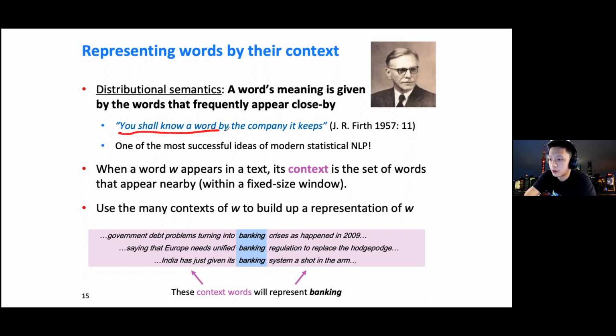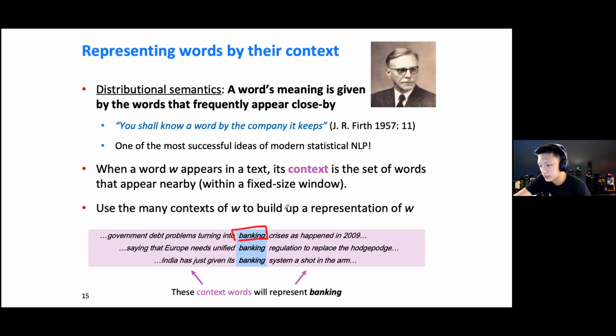You shall know a word by the company that it keeps. This is basically the foundation for much of modern NLP, which is representing words by their context. So let's try to figure out what this means. To build up our intuition, we should look at this example here, where you want to construct a vector for a certain word. Think about the word banking.